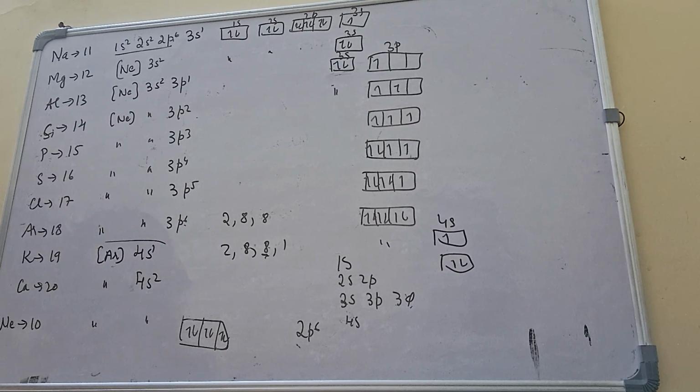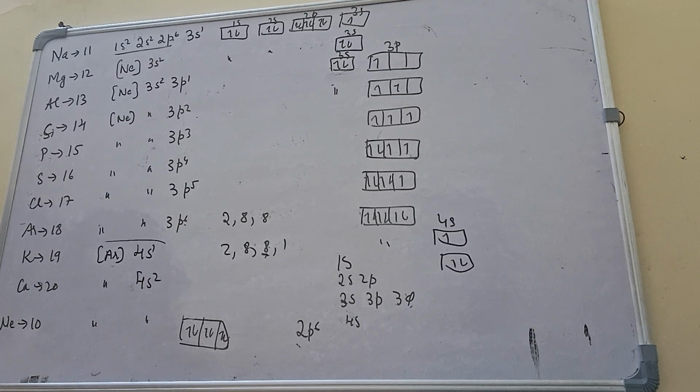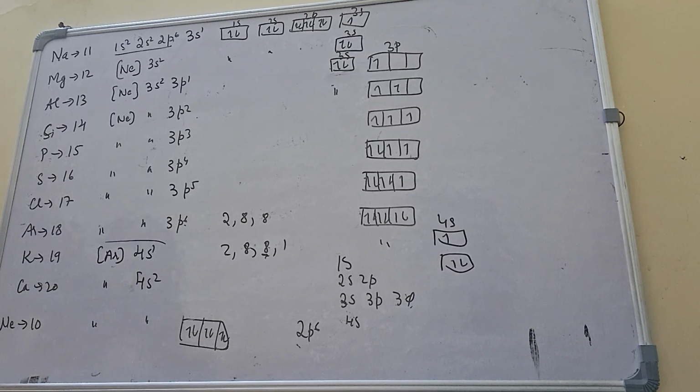Alright, yes, that's it. So I have done till calcium. We have to do another 10 elements up to atomic number 30, that is zinc, all the way from scandium, vanadium to zinc. We will continue that tomorrow.